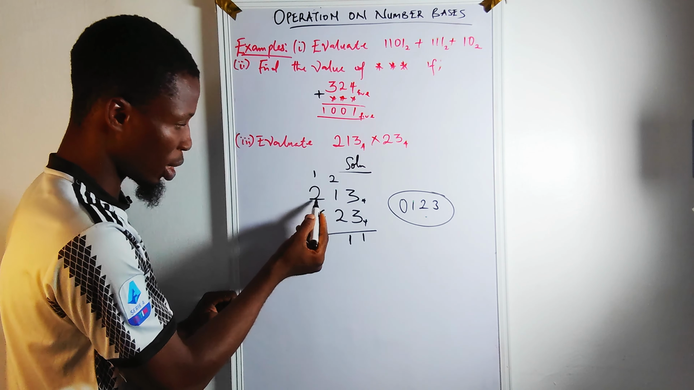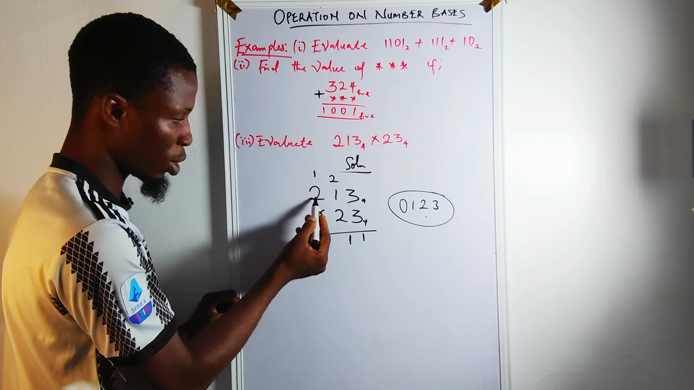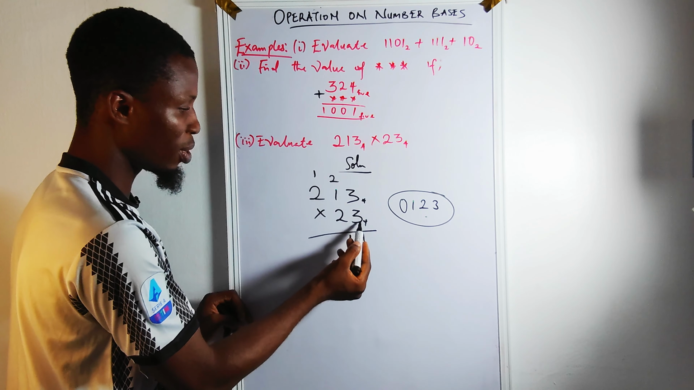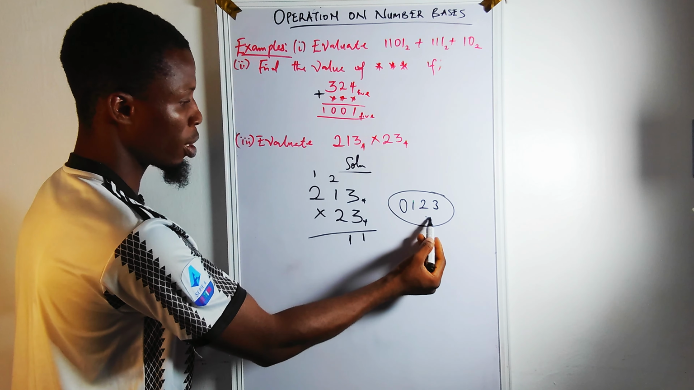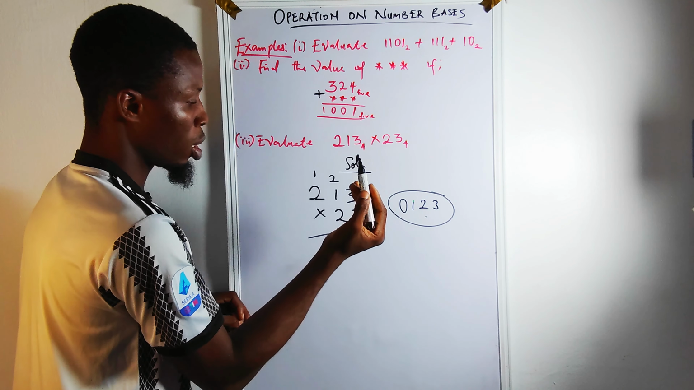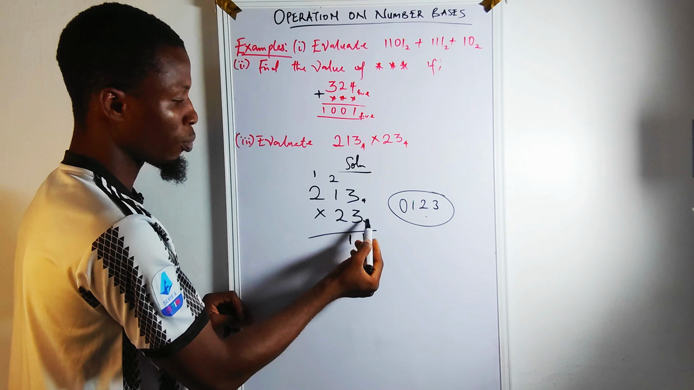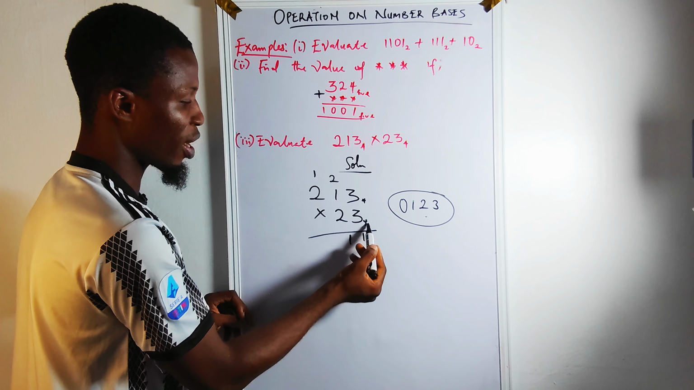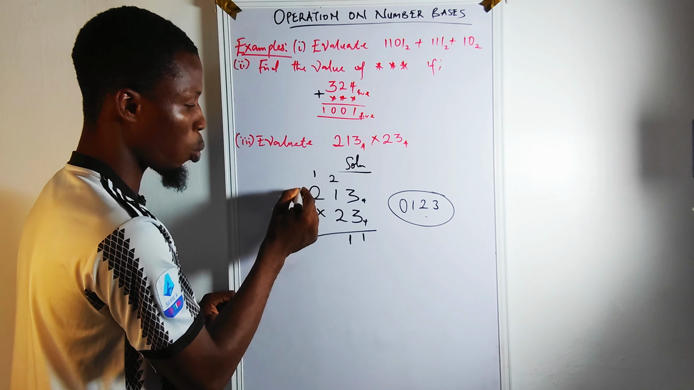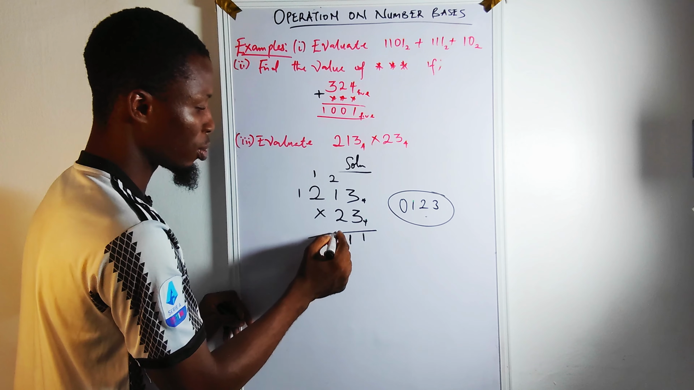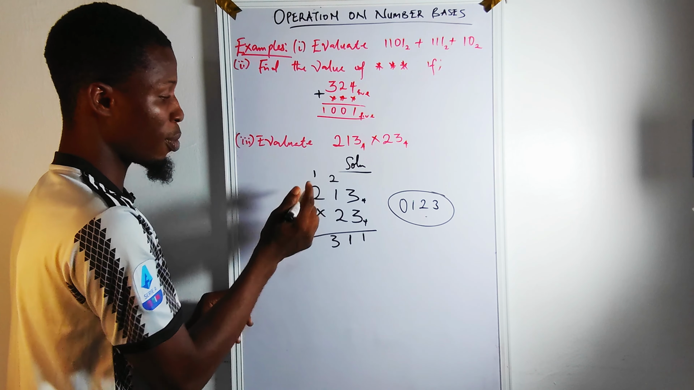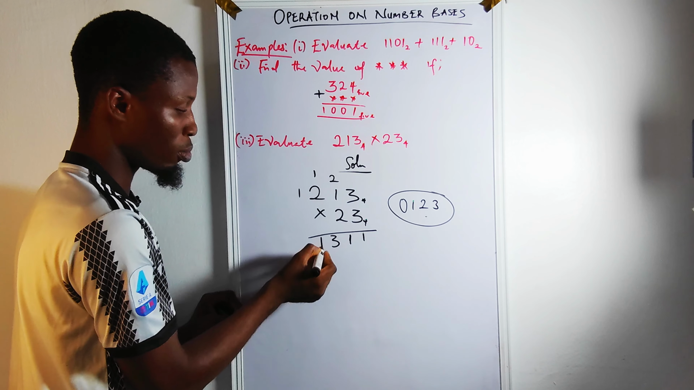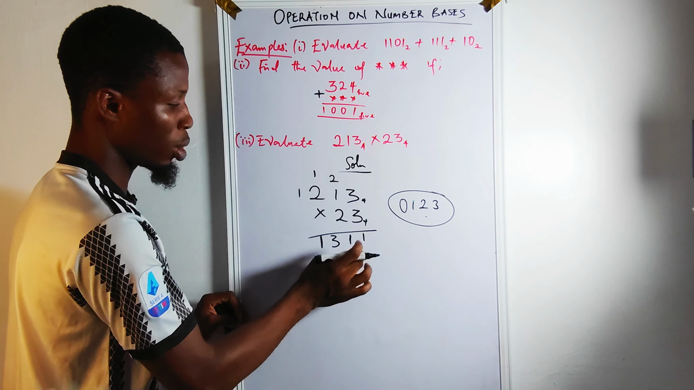Now, we proceed to the last number here. That's 2. 2 times 3 is 6. 6 plus 1 is 7. 7 is not a member yet. Since it is the last number, 7 divided by 4, we have 1, remainder 3. So this is the last number to multiply with, so we are just going to write this one here. So 1 3 1 1.